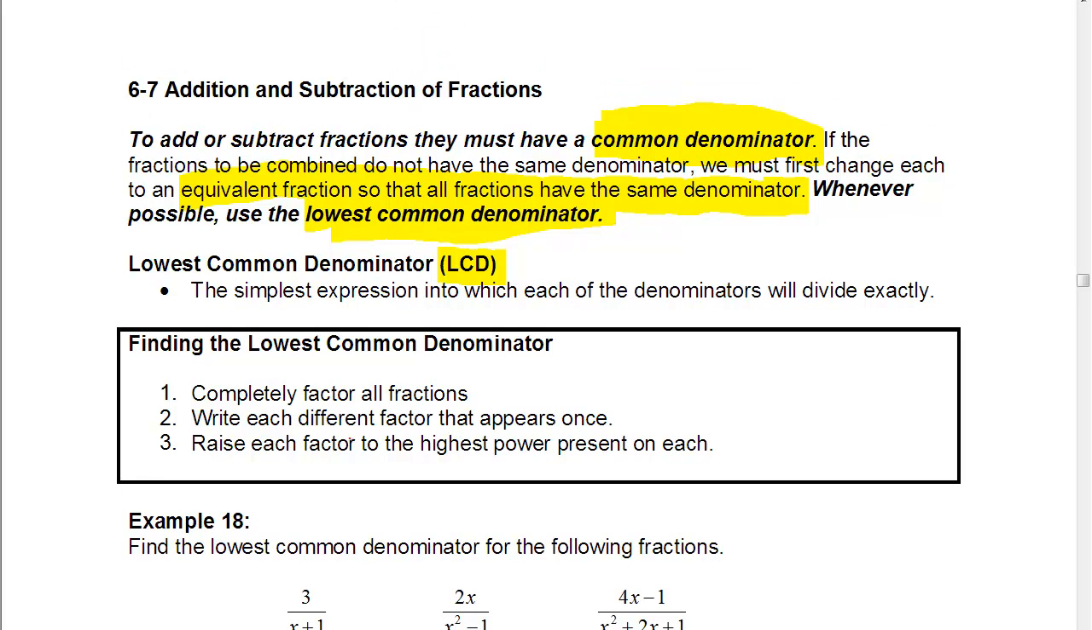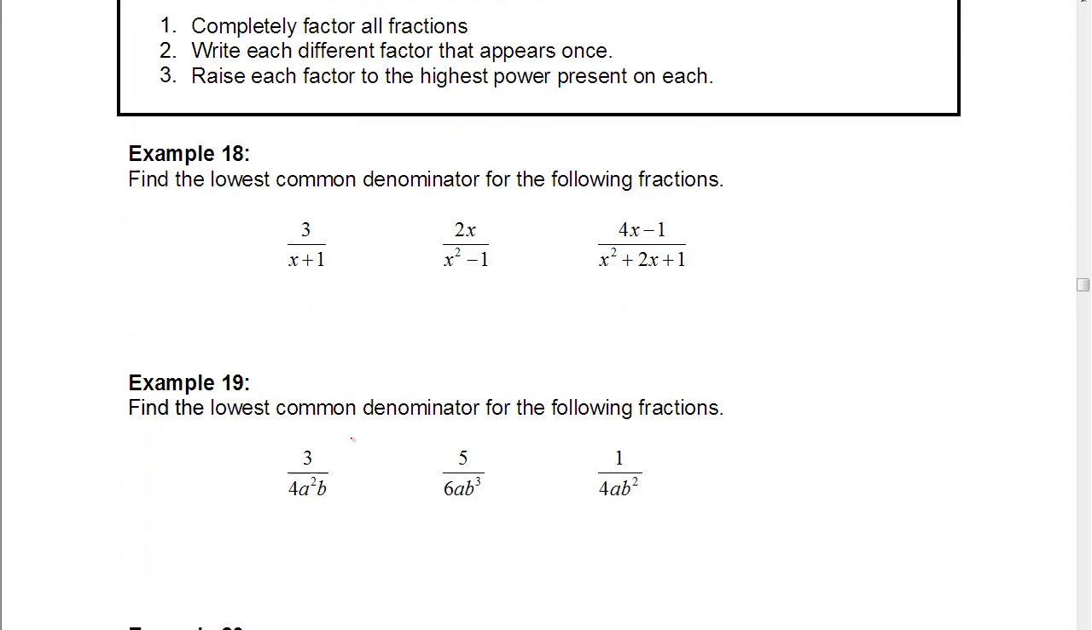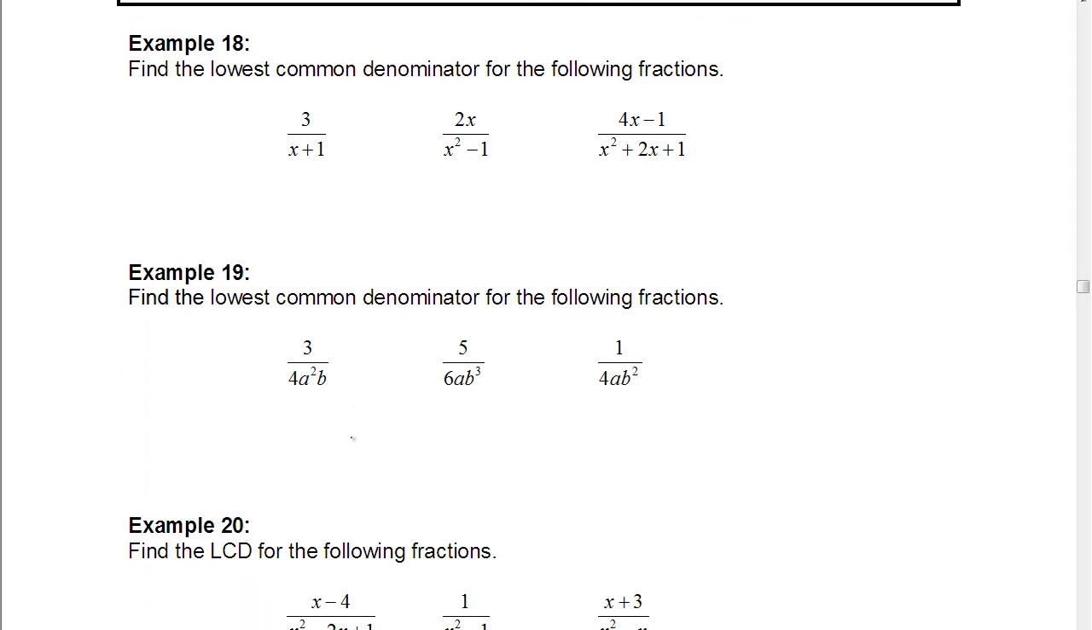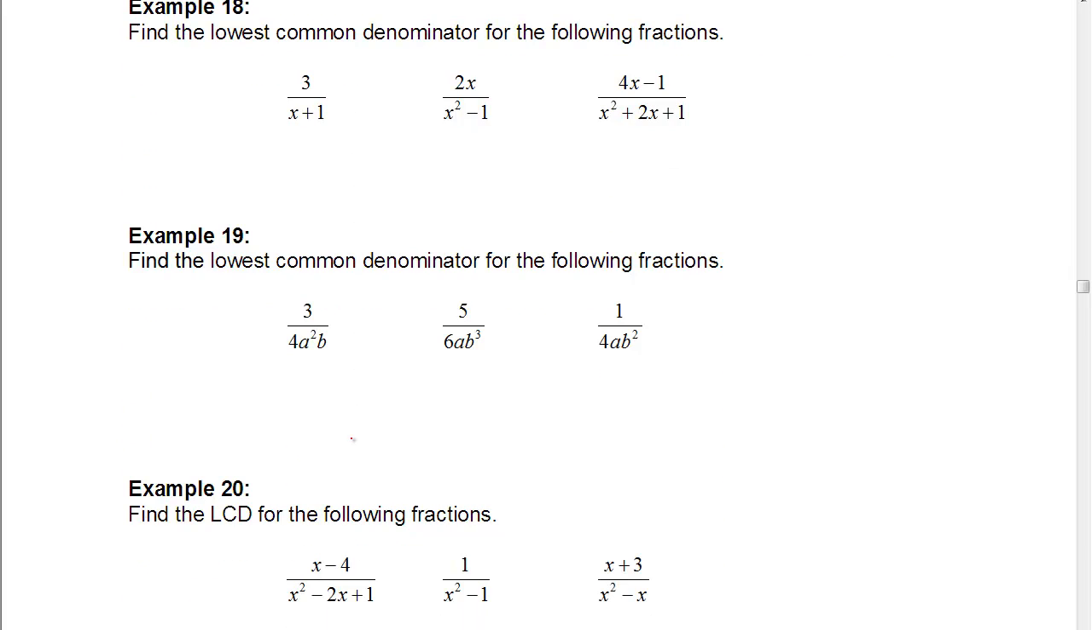So we'll start with example 18 here, and we're not going to look at those steps because I'm going to do it a little differently for you. In this example, we're asked to find the lowest common denominator for the following fractions. Start by writing the denominators: x plus 1, x squared minus 1, and x squared plus 2x plus 1. To find the lowest common denominator, the first thing we have to do is factor all of them.